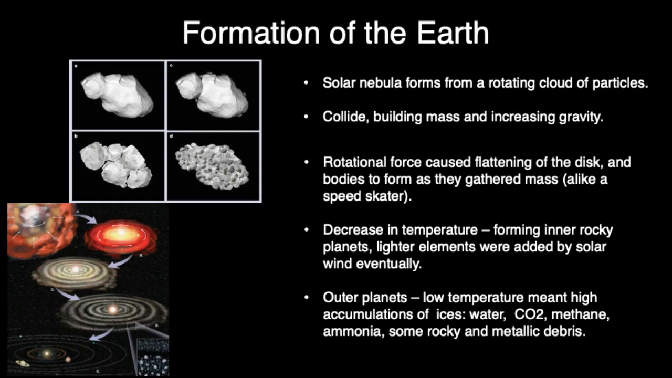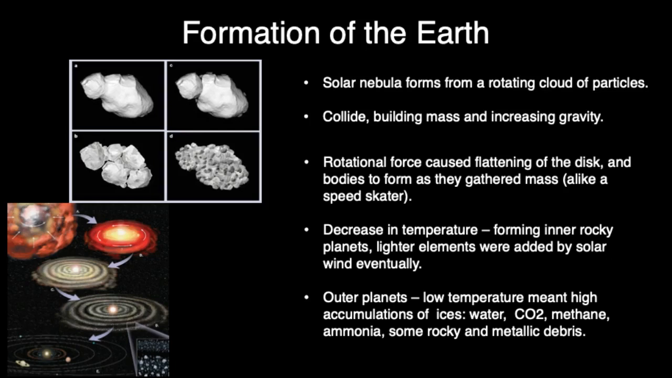The particles that were within this rotating cloud continued to collide to build up mass, and with mass buildup, it increased their gravity, basically. So hence they became a positive feedback loop. More collision, more mass building, and a greater increase in gravity.